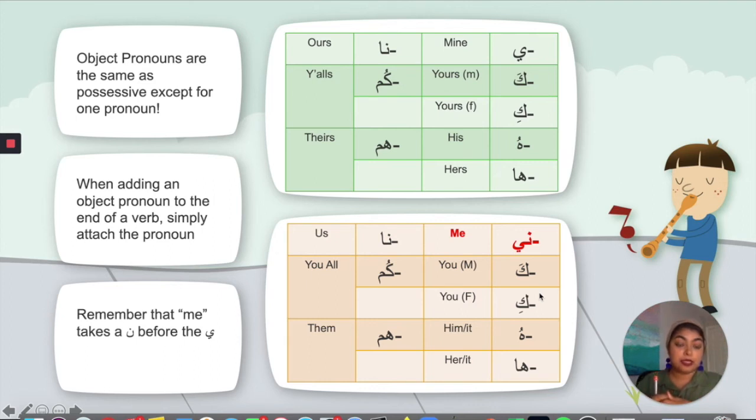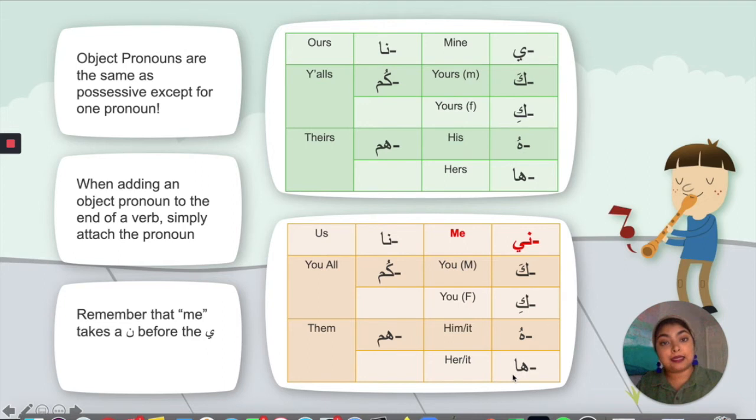Okay? And the one thing that I do want to note here is that all of these pronouns are the same. The only ones that are different here are hu and ha, for him and her. So if I say I love him, I love her, right? What if I want to say the word it? I love it. I'm reading it. I see it. We don't have a word for it in Arabic. There's no gender neutral pronoun for it.